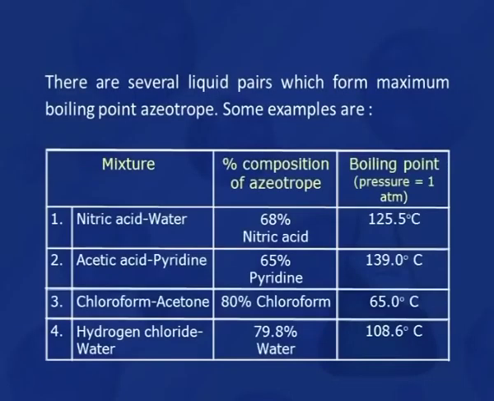These are nitric acid and water. It boils at 125.5 degrees Celsius and it contains 68% of nitric acid. Acetic acid and pyridine, which contains 65% of pyridine, boils at 139 degrees Celsius. Chloroform and acetone containing 80% of chloroform boils at 65 degrees Celsius. Hydrogen chloride and water, which contains 79.8% water, boils at 108.6 degrees Celsius.